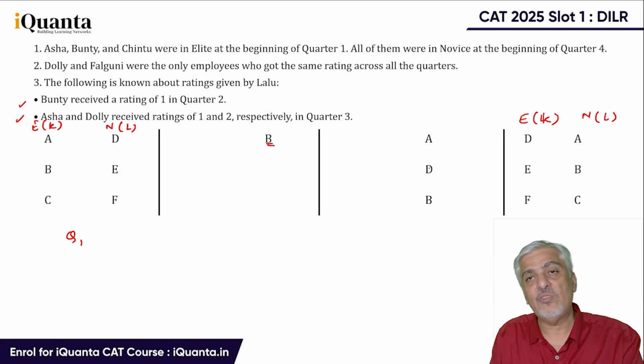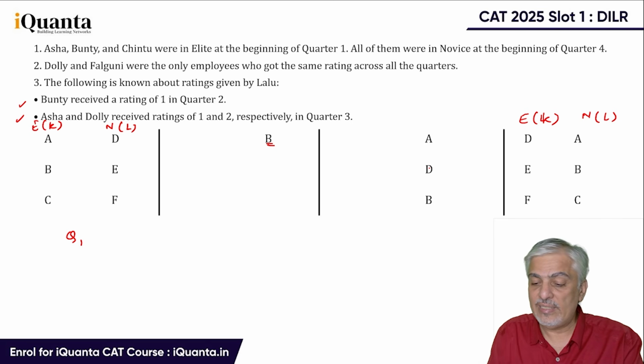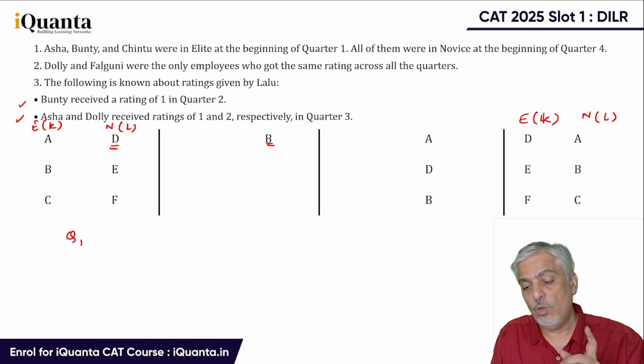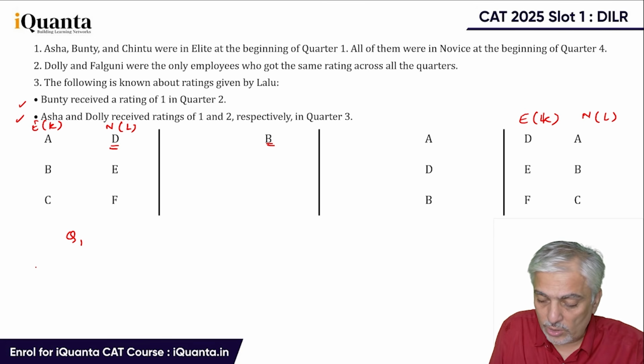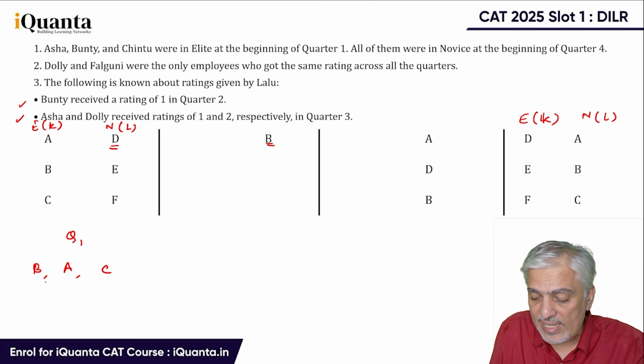And if Bunty is transferred and we know that no transfer happens back, Bunty remains there, and they've said A and D received ratings of 1 and 2 respectively in quarter 3. So A and D are still there. So D is the last person to be transferred. Okay, D will get transferred, but that will be the last person to get transferred, and A gets transferred second time. So first time I know what will happen is that B will get transferred there, then second time A will get transferred, and third time obviously C will get transferred. So A, B, C order is that B first, then A, and then C. That's very important. Okay, so we can just write that order down over. So here I definitely know it's B, A, C.